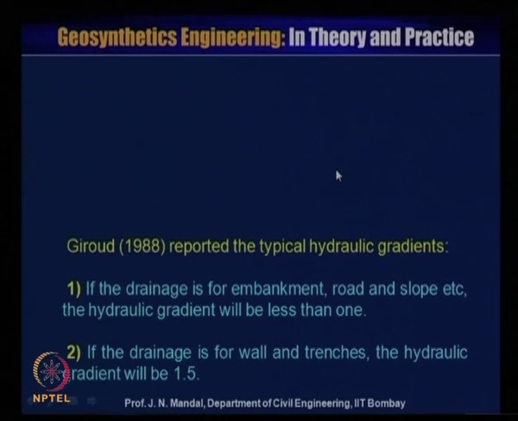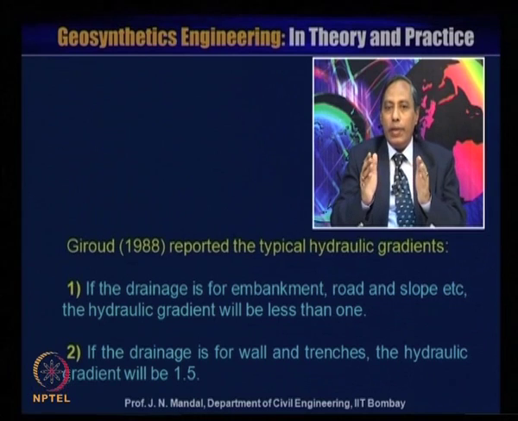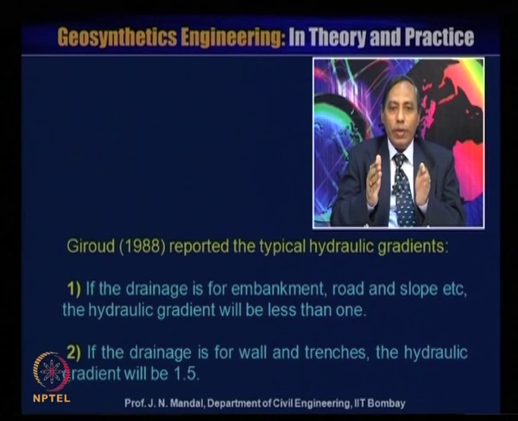Now, 1988 reported the typical hydraulic gradient. If the drainage is for embankment, road and slope etc., the hydraulic gradient will be less than 1. If the drainage is for wall and trenches, the hydraulic gradient will be 1.5.